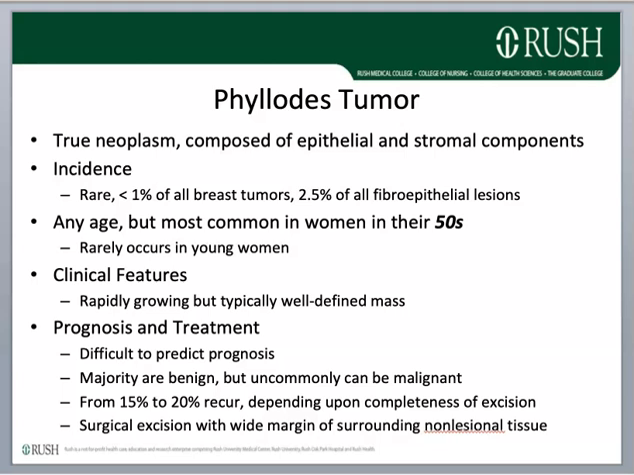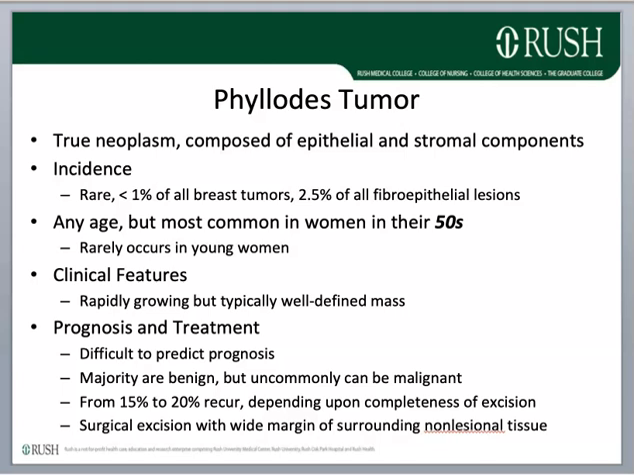One distinctive thing clinically is that these are most common in women in their 50s, although they can occur in any age and rarely occur in young women even. Also, a distinct difference with fibroadenomas is that these are clinically rapidly growing lesions, but still are typically well-defined masses and mobile and non-tender.